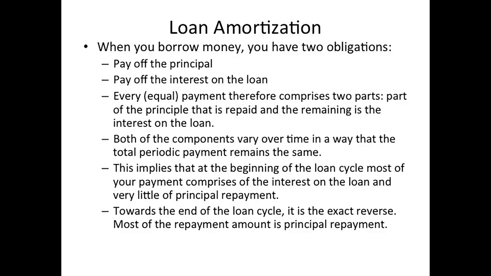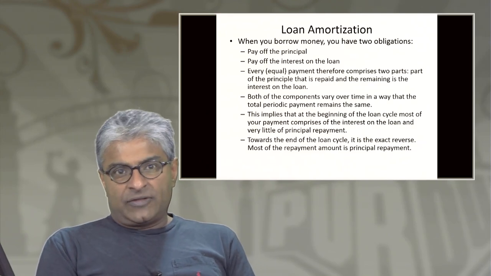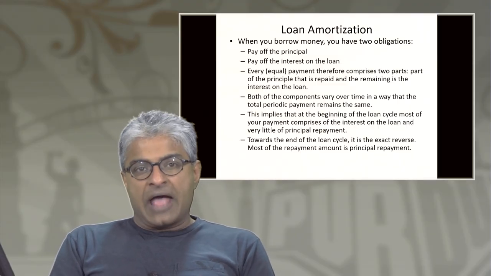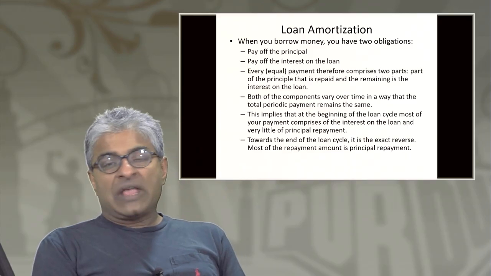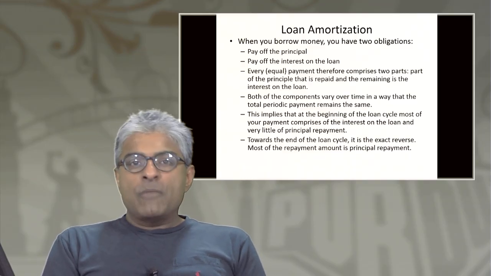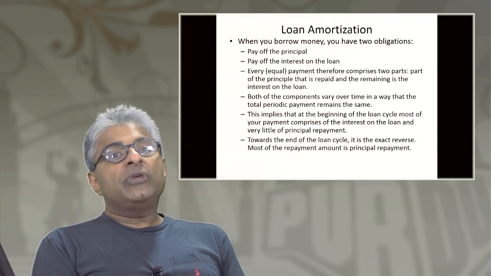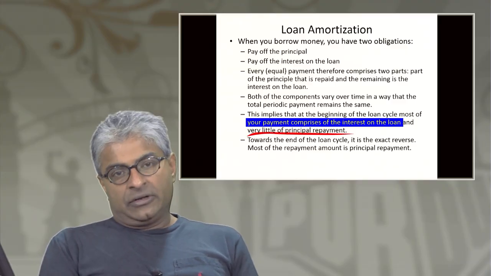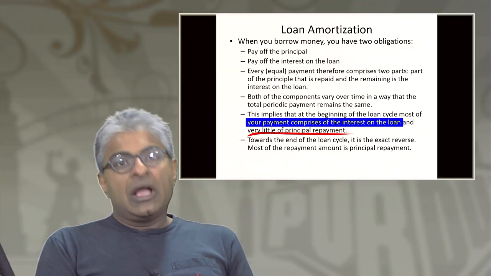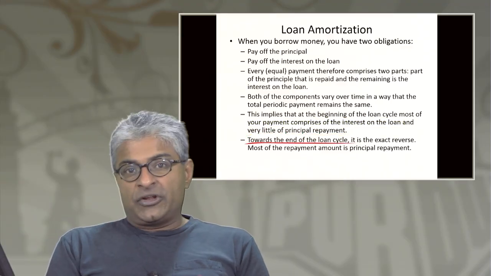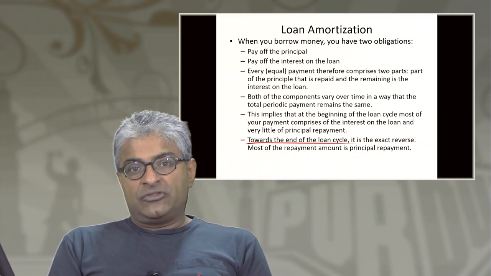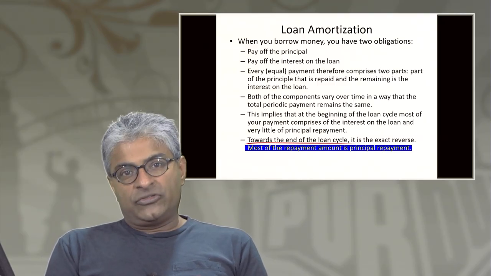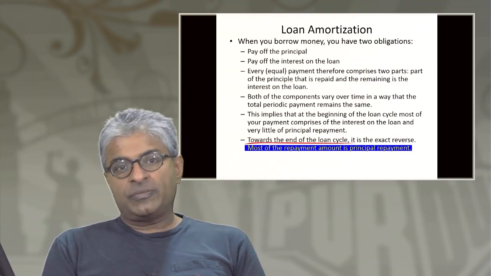Now, how does the nature of the payments in terms of the two compartments, the interest payment and the principal repayment, work over the lifetime of the loan? At the beginning of the loan cycle, most of the payments that you're making are really going to service the interest generated on the loan. Very little of it goes towards principal repayment. Towards the end of the loan cycle, the whole thing flips so that most of the payments that you're making are going towards principal repayment and relatively little going towards interest servicing or interest payment.